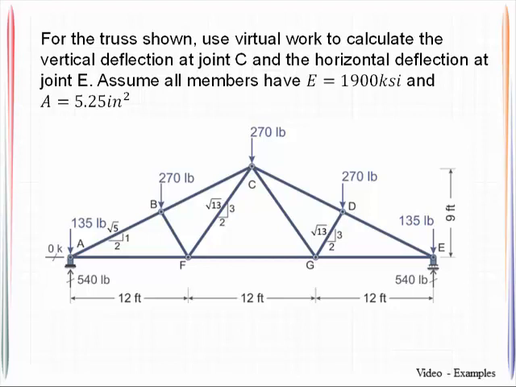Reactions are already found. The applied loads are properly identified. Even the orientation of the members have been identified as well. Virtual work requires us to analyze the forces in this truss. This truss is known as the truss that has the real loads on it. And so we're not going to run through the analysis of the joint by joint, but you will have to do that on your own.